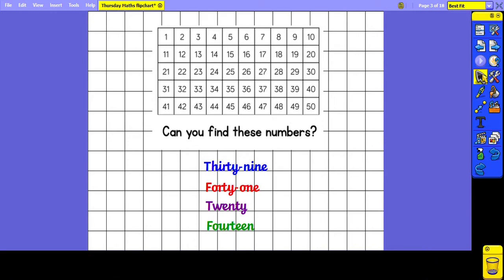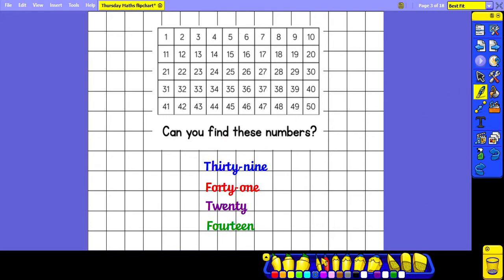And now we're going to find these numbers on the number square. So we have got some numbers written as words and we need to work out where they are here. So the first one says 39.